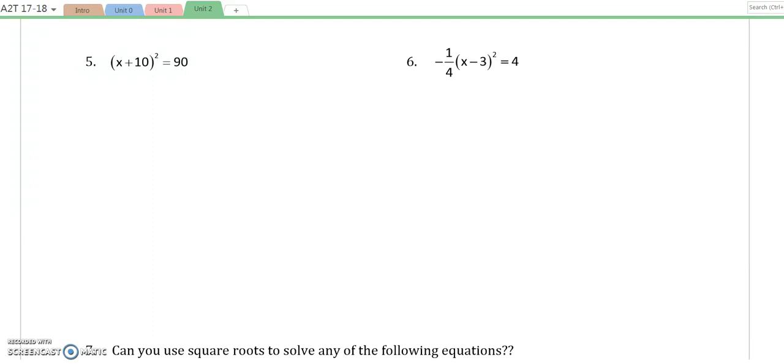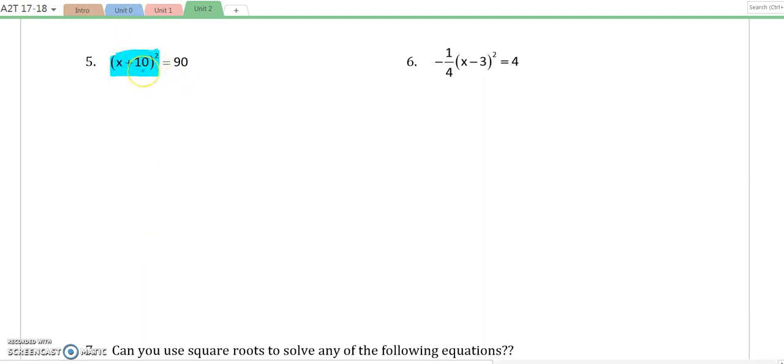But the general rules are still the same. Whatever is being squared, that's the part you want to get alone, right? Get it isolated, and then get rid of the square. So for example, in number 5, it's x plus 10 that's being squared because of the parentheses. So that's the part I want to get alone.